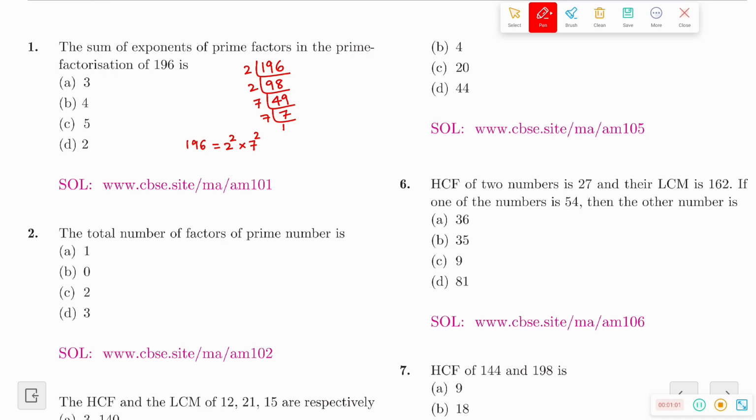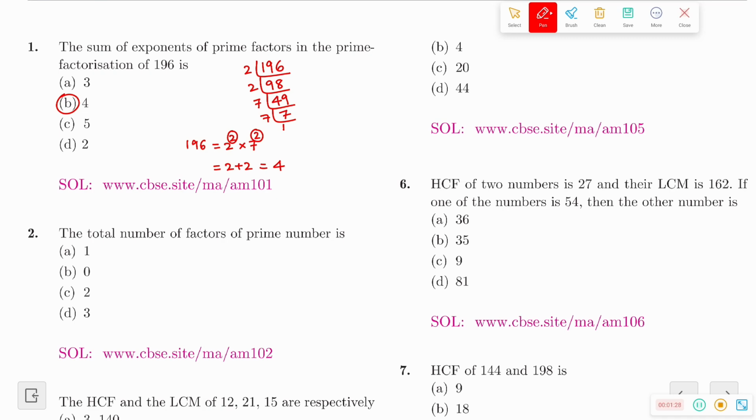Here the question is we have to find the sum of exponents of prime factors. So your prime factors are 2 and 7. Their exponents are 2 and 2. We have to find the sum of exponents, so the result is 2 plus 2, that is 4. So the sum of exponents of the prime factors in the prime factorization of 196 is 4. So option B is correct.